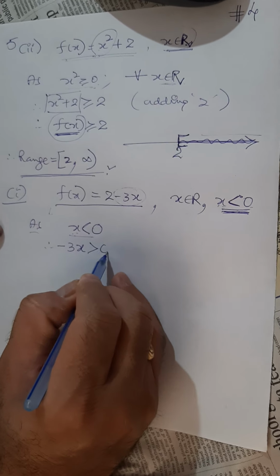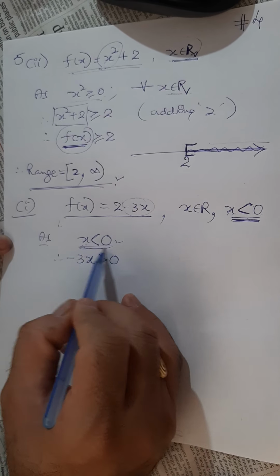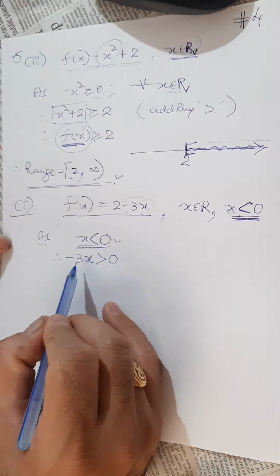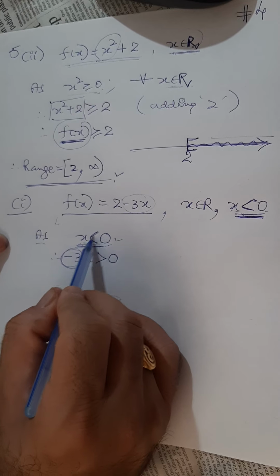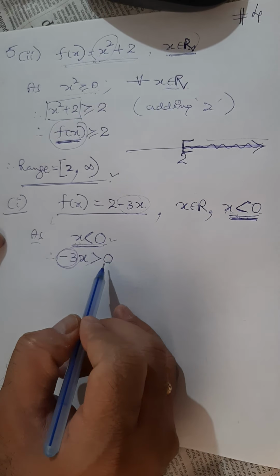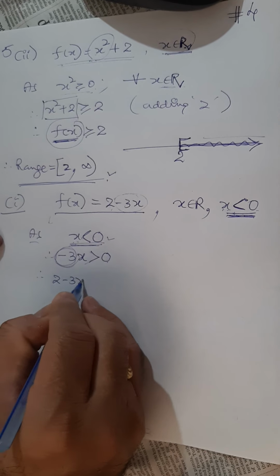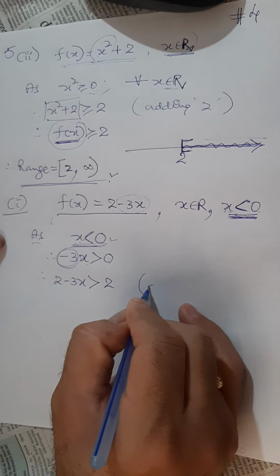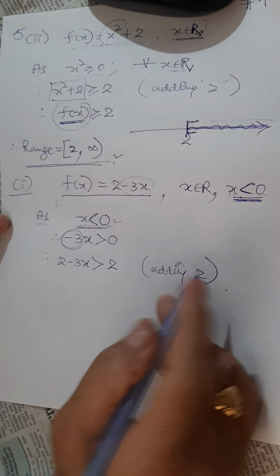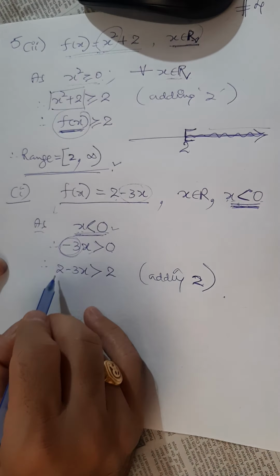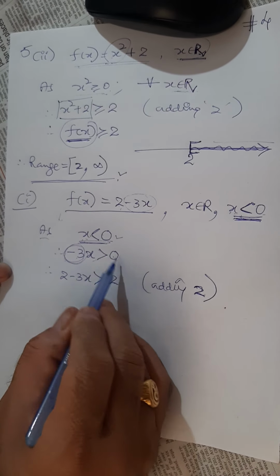And −3 into 0 is 0. I repeat, x is negative, as chosen from what is given in the question. When you multiply with a minus sign, less than becomes greater than. Now I need 2, so adding 2. So 2 − 3x is greater than 2, adding 2 on both the sides. 0 plus 2 gives you 2, −3 into 0 gives you this.